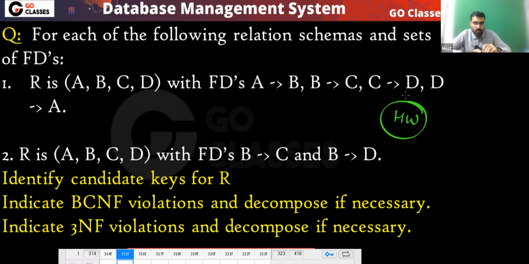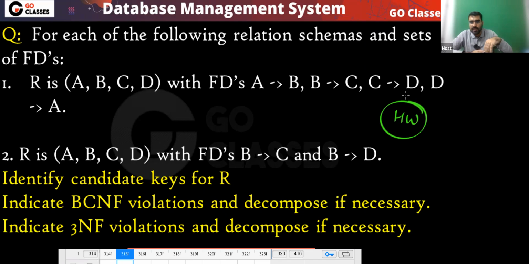The BCNF decomposition algorithm that we have seen will definitely give you lossless BCNF, but will it give you dependency preservation whenever possible? That is what you are asking, right, Mavit? Whenever dependency preservation is possible, will it give you dependency preservation? This information is not available on the internet. I studied all the standard books, every standard book, but still I could not find this information.